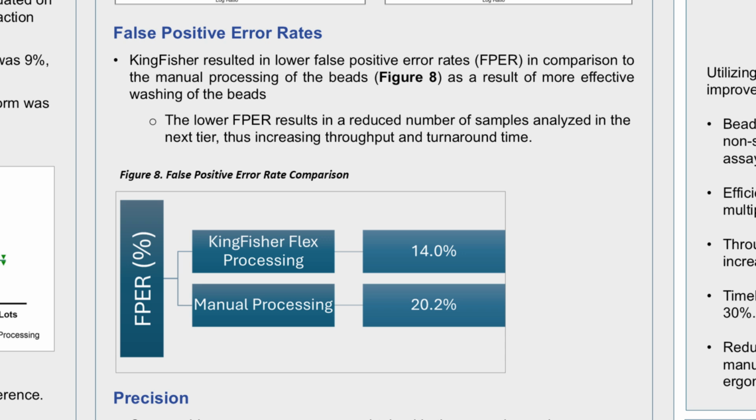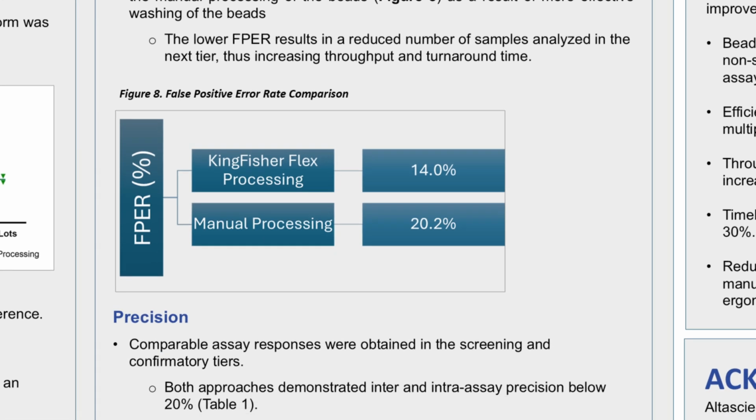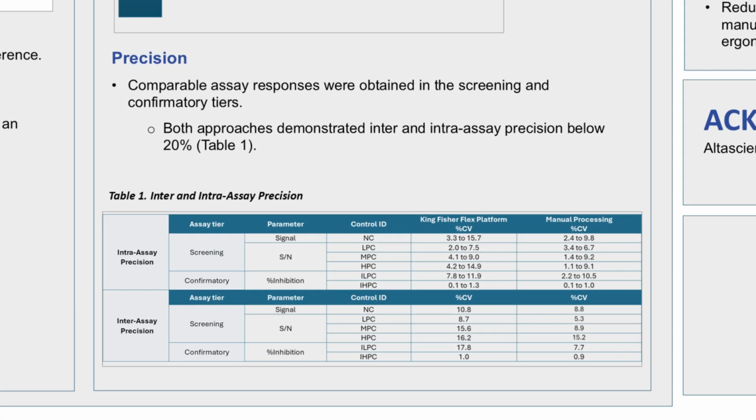These lower false positive error rates also resulted in a reduced number of samples being analyzed in the next tier, thus increasing throughput and turnaround time for long-term clinical studies. Finally, moving on to the precision, comparable assay responses were obtained across both the screening and confirmatory tiers across both platforms, and both approaches demonstrated inter- and intra-assay precisions below 20%. And these are presented in Table 1.